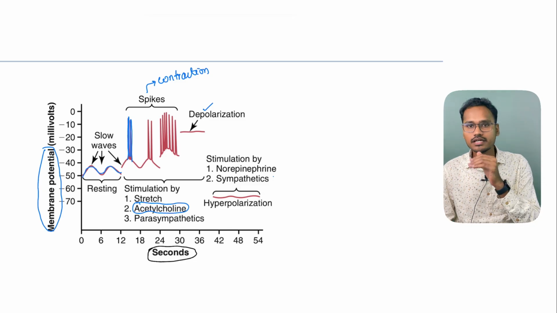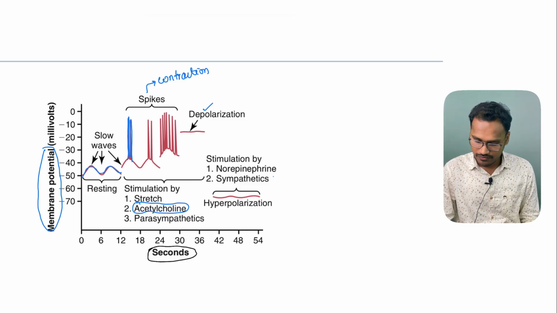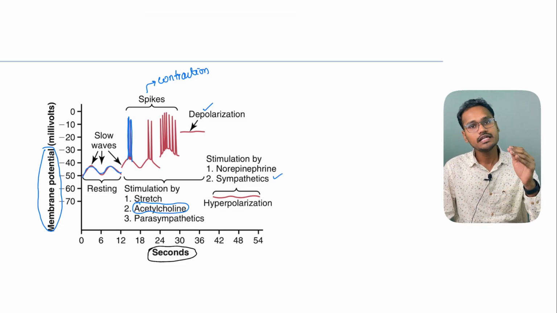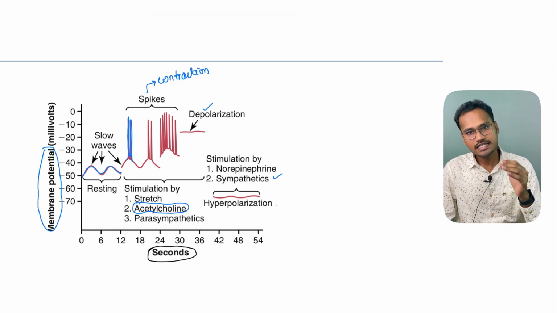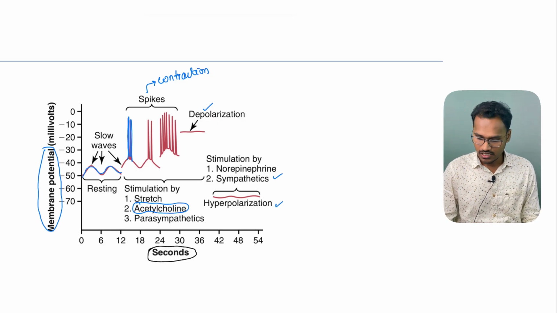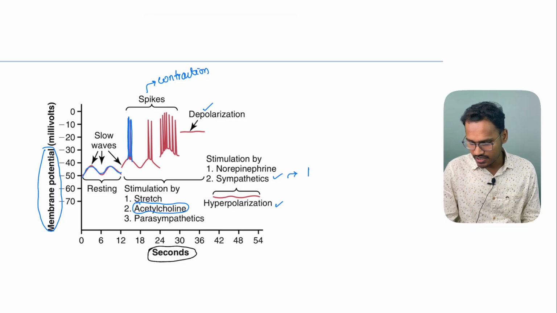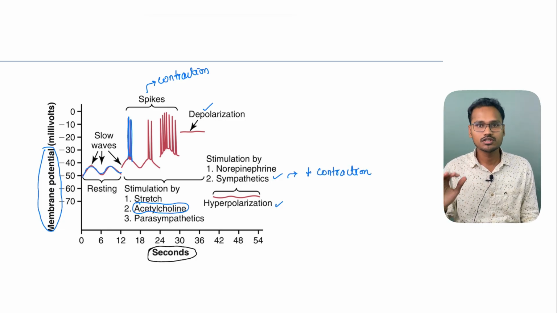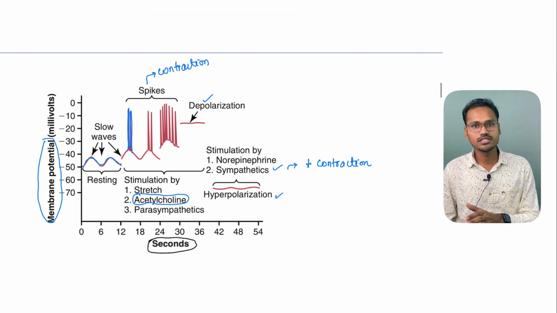Whereas if it is stimulated by the sympathetic system, like norepinephrine and epinephrine, what will happen? It will decrease the spike potential, it will decrease the basal electrical activity itself, and it will cause hyperpolarization. So this can lead to a decrease in contraction. So that's how the basal electrical activity and the spike potential are creating contraction or causing relaxation.